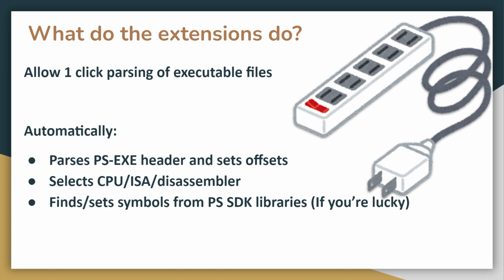So what do these extensions actually do? Well, it automates a whole bunch of stuff that would otherwise have to be done manually. For example, for the PlayStation, it'll automatically read the header and set a bunch of information from that header. For example, the base offset of the exe and a whole bunch of other stuff like what CPU the PlayStation uses, so that you don't have to set those things yourself. Importantly, it also identifies symbols from the PlayStation standard libraries, but we'll get to that in a bit.